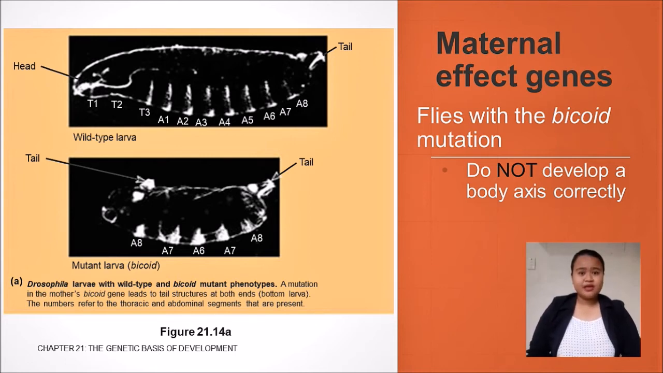In the image, there is a wild type larva and a mutant larva. The wild type larva has no mutation in its maternal bicoid gene. Why? Because both posterior and anterior structures are present in their respective places. The mutant larva, on the other hand, has thoracic and abdominal segments at both sides, as referred to by the numbers. So this signifies that this larva has a mutation in its maternal bicoid gene.